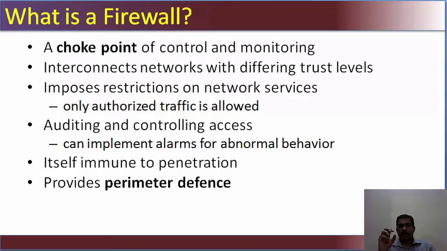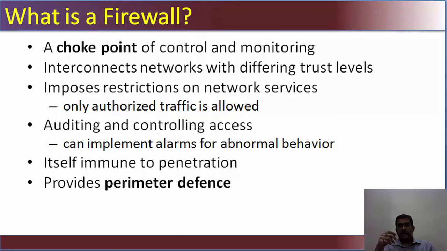Now let's see what a firewall is. A firewall is a choke point that controls the ingress and egress to and from the network. It is also used for monitoring. It interconnects networks with differing trust levels, meaning I allow services of only HTTP to network A, but I will allow the services of FTP, HTTP and SSH to network B. So this imposes restrictions on network services. That means only authorized traffic, only what has been configured to come in, will come in.